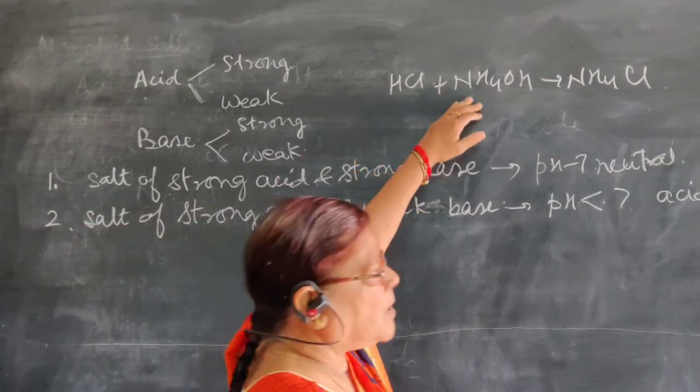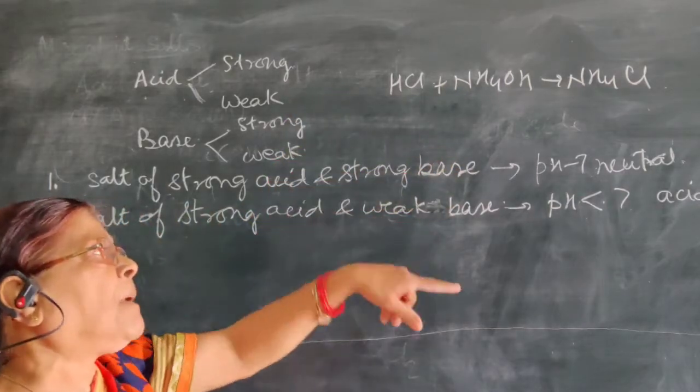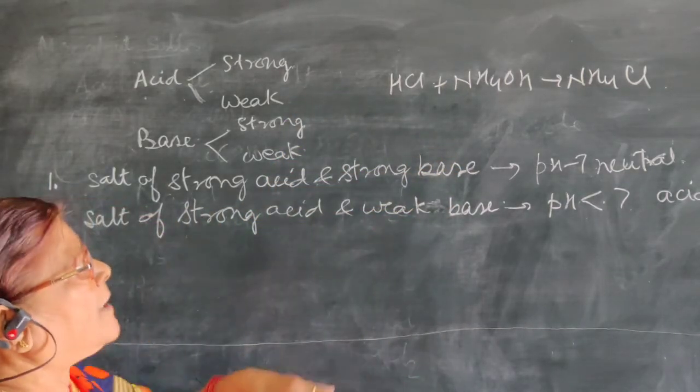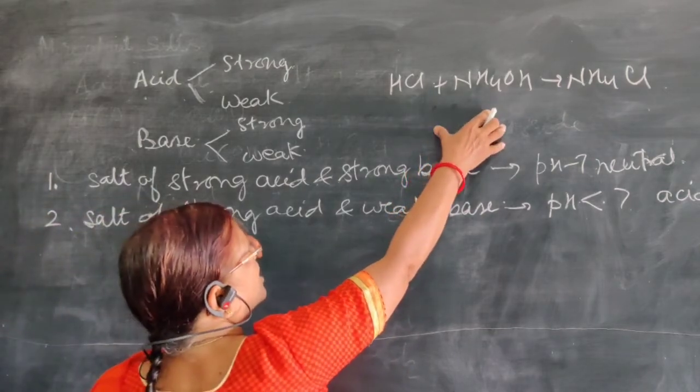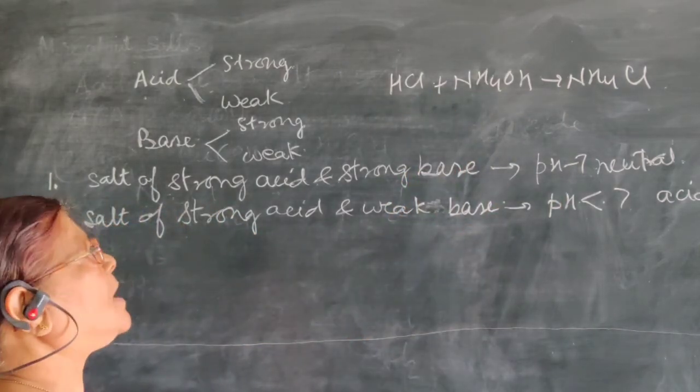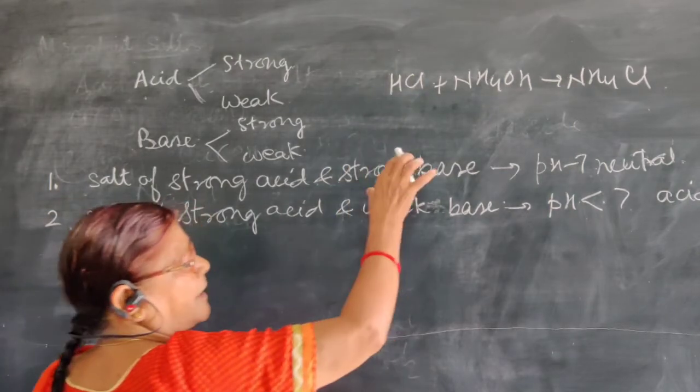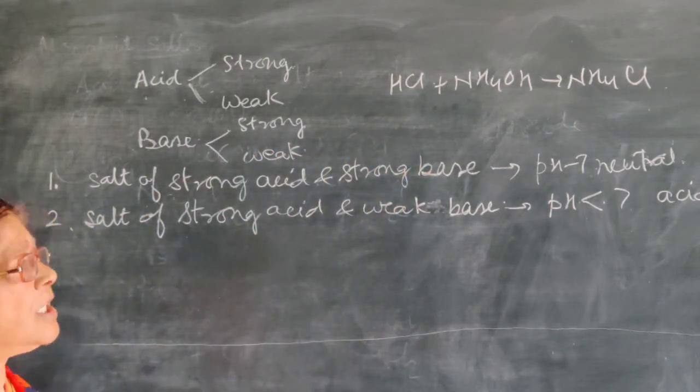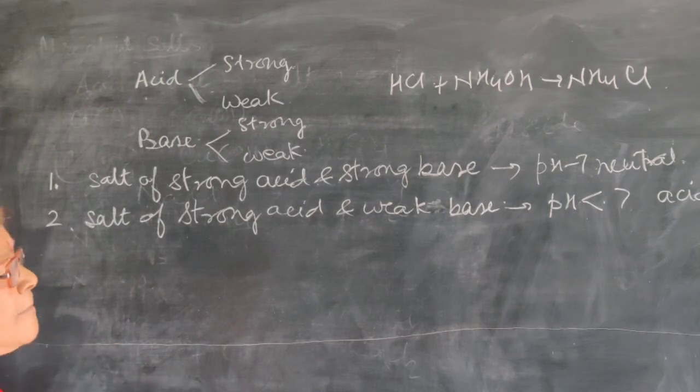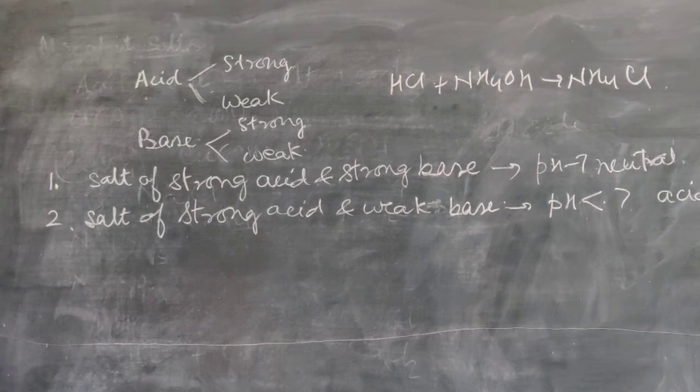And the base, ammonium hydroxide, is a weak base, so it will be partially ionized, and a smaller number of hydroxide ions will be produced in the solution. So all the hydroxide ions will be neutralized, but some H plus ions will remain in the solution, and that will make the solution acidic. So when a salt is formed from a strong acid and a weak base, these salts are called acidic salts, and their pH will be less than 7. So this classification is based on the nature of the acid and base which are used to make the salt.